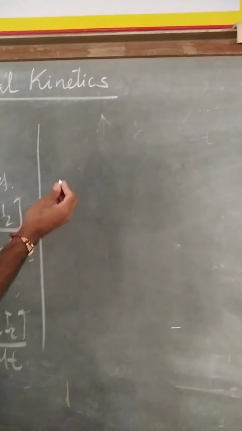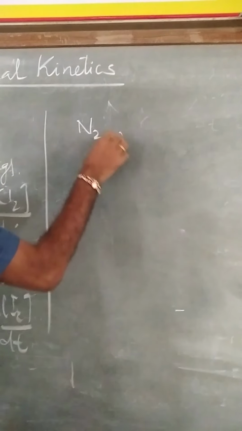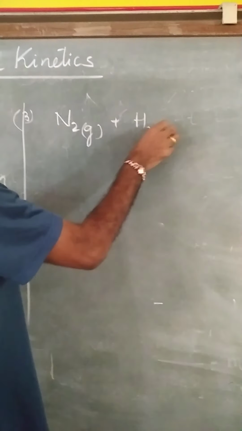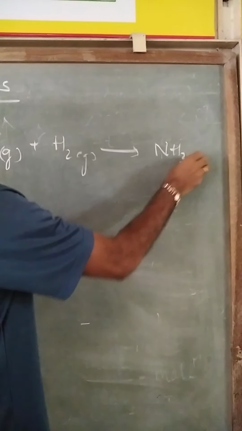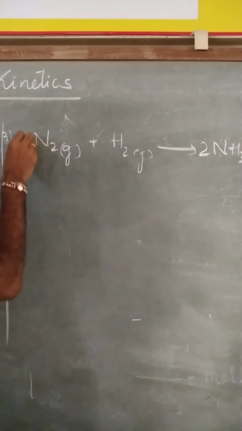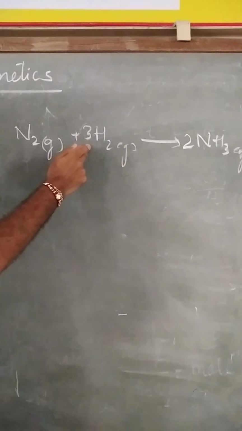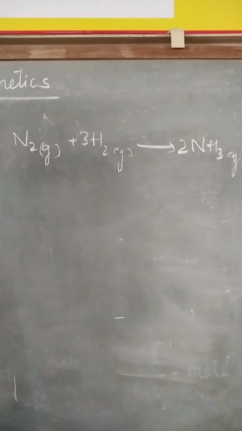Another example we can take is the Haber process, the formation of ammonia. For example, nitrogen gas reacts with hydrogen gas to produce ammonia gas, NH3. This is not the balanced equation. To balance it, 1 nitrogen molecule combines with 3 hydrogen molecules and then formation of 2 ammonia molecules takes place.